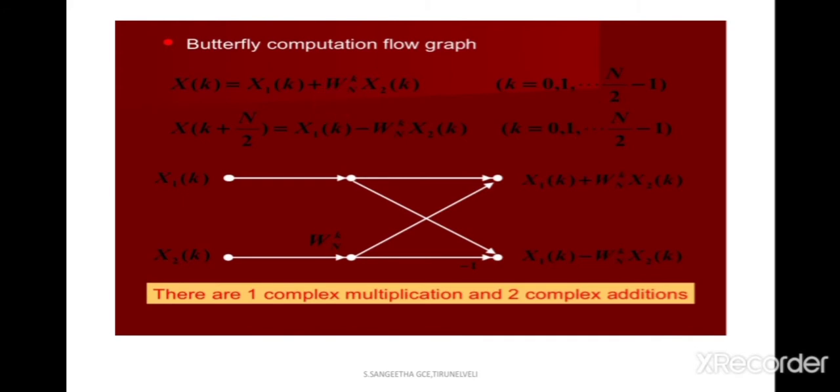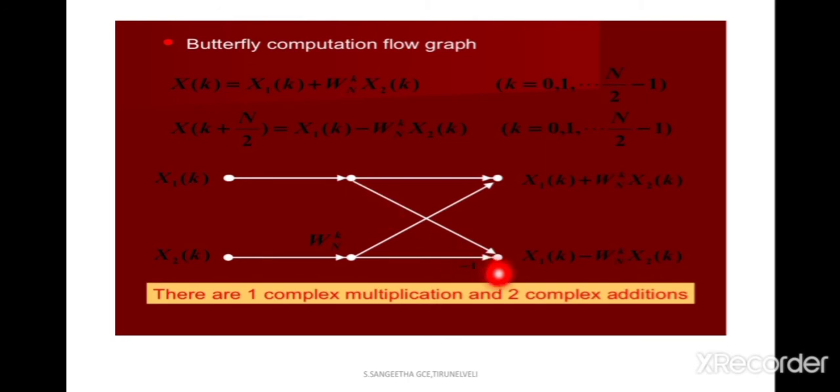Next is the butterfly computation flow graph. For the butterfly computation flow graph, we have X1 of k and X2 of k. Here X1 of k is added along with this line, and this line also has X2 of k into W_N^k. So this value gets added to this value to give the value at this point.